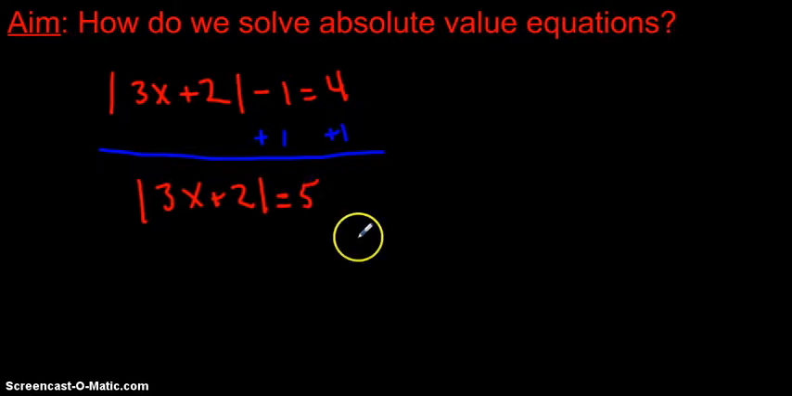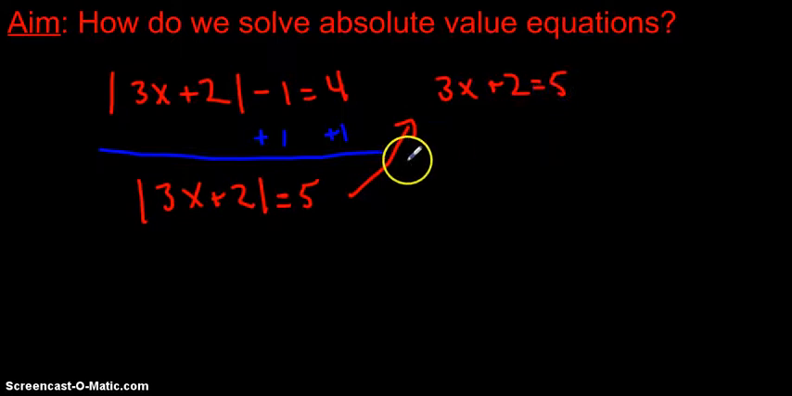So at this point there are two possibilities. These are the two possibilities. If this number, which we don't know what it is, is positive, this will stay the way it is. So we'll have 3x plus 2 is equal to 5. That's if this number is positive. And we can solve that pretty easily.